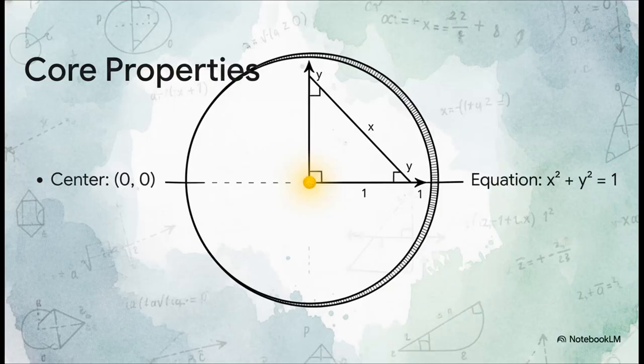Okay, so there are just 3 simple rules you gotta know. 1, its center is at 0, 0. 2, its radius is always 1. And 3, thanks to Pythagoras, any xy point on that circle has to follow the equation x squared plus y squared equals 1. That's it. Everything else we're about to do is built on these 3 simple facts.